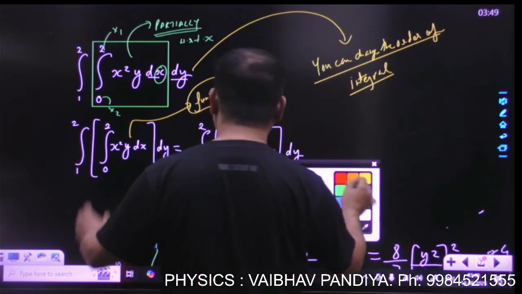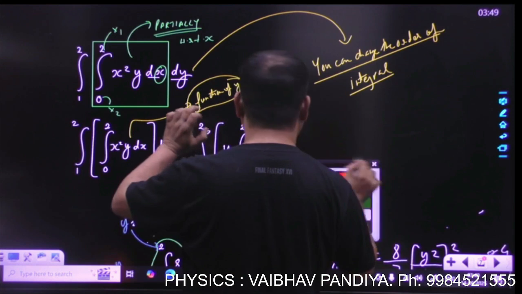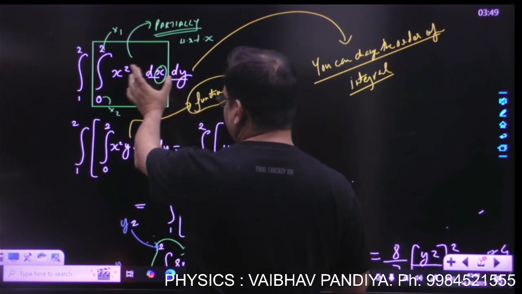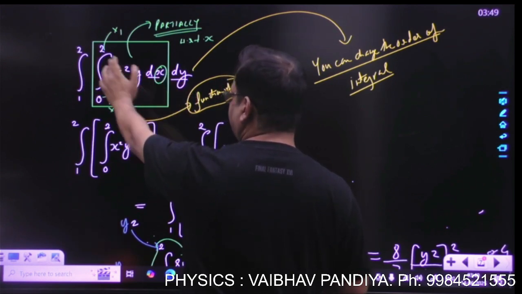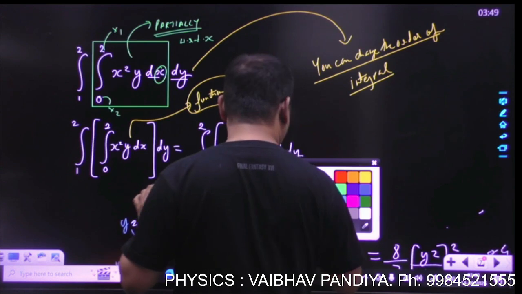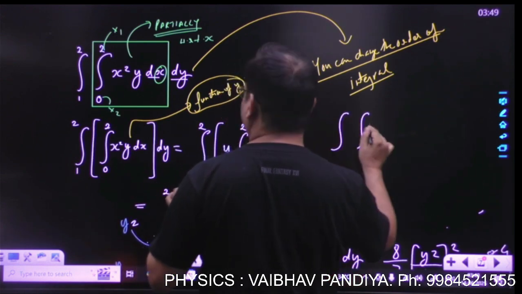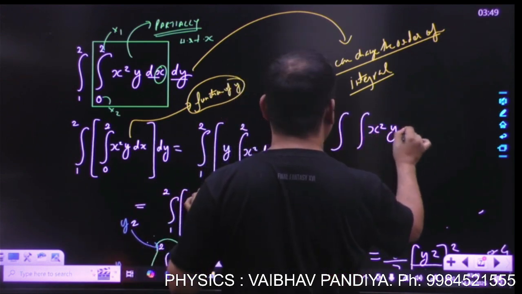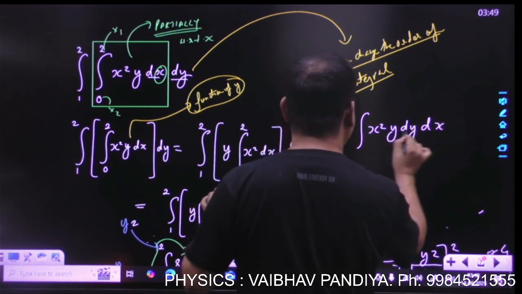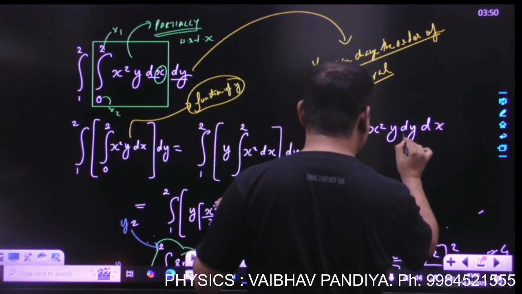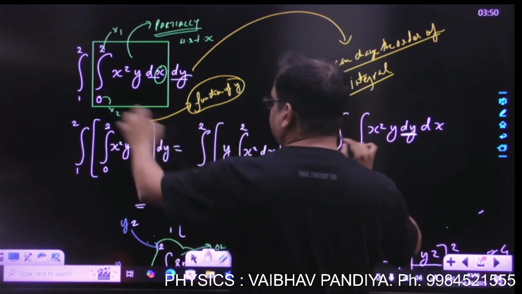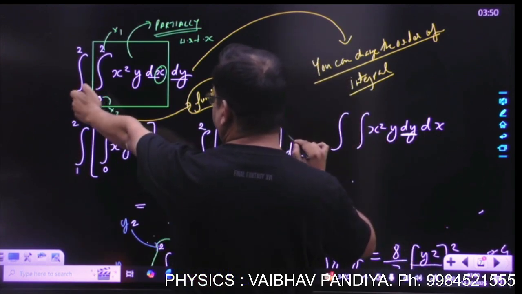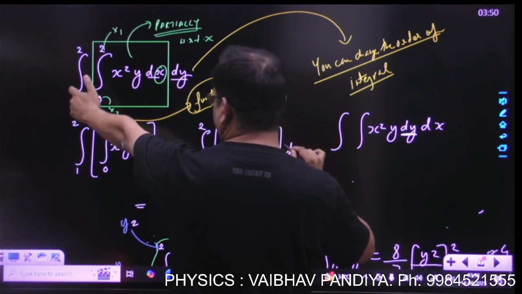If you want to change the order of integration, what is the order of integration? Here it is dx and dy. So in the inner integral, the variable of integration is x. In the outer integral, the variable of integration is y, and so are the corresponding limits. So you can write this also as x square y dy dx. In this case, the first integral element is dy, that is, the variable of integration is y. So we have to put the limits of y. Here the limits of y are 1 to 2.